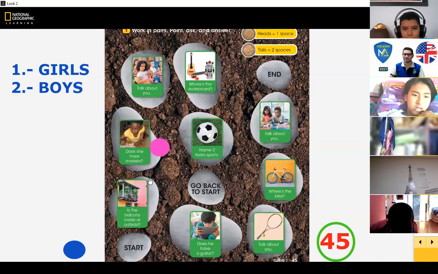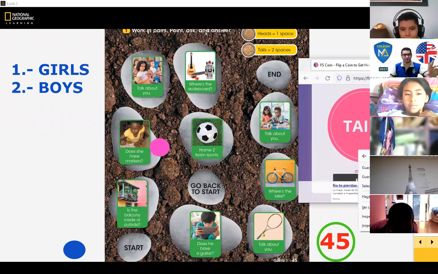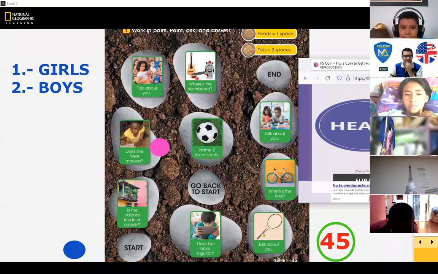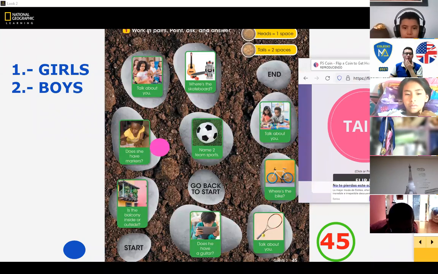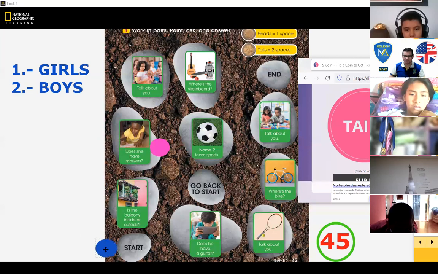Okay, now it's time for the boys. Are you ready, boys? Let's flip for the boys. Okay, boys, cross the fingers, and let's flip it. Oh my God, what do we have here? Okay. Otra vez, here. Very good. Boys, you're gonna go with number two from the beginning part. One, two. Okay, boys, the question for you.